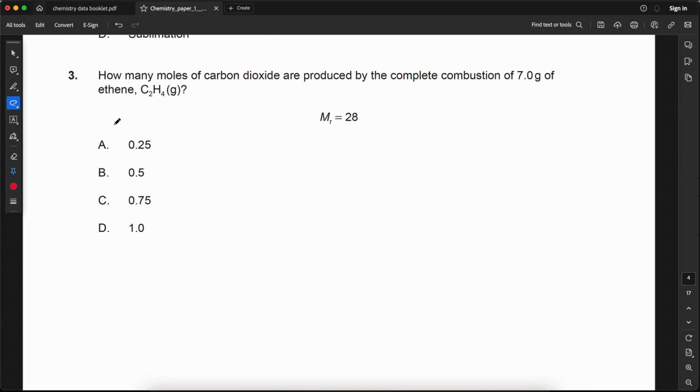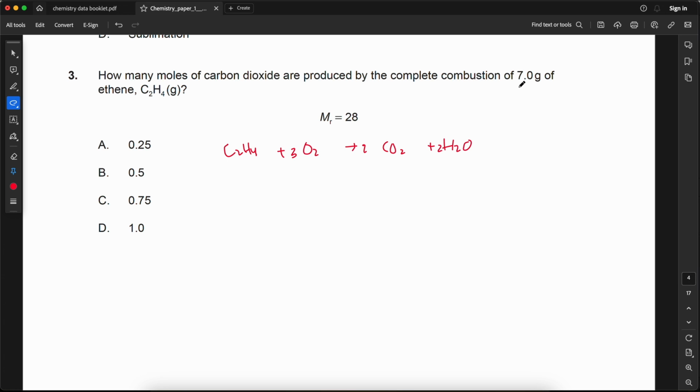How many moles of carbon dioxide are produced by the complete combustion of 7 grams of ethene? So we need to write the complete combustion of ethene. That would react with oxygen and produce CO2 and H2O. Don't forget to balance the equation. So here will be 2 and then here will be 3.